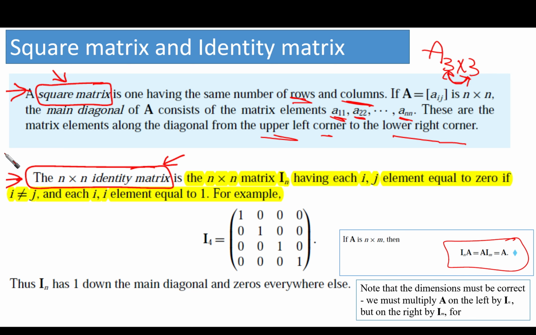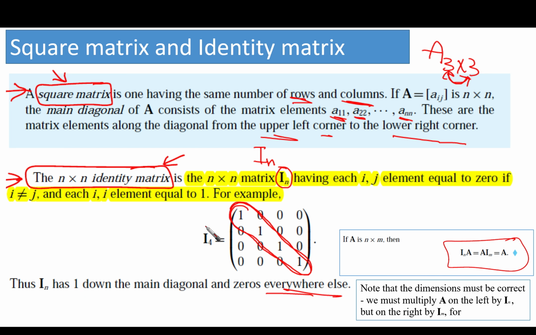Another important matrix is the n by n identity matrix, which we call I. So this is I_n. I_n means the matrix that has all of its elements equal to 1 along the diagonal, and all the off-diagonal members are zeros. Thus I_n has 1 down the main diagonal and zeros everywhere else.